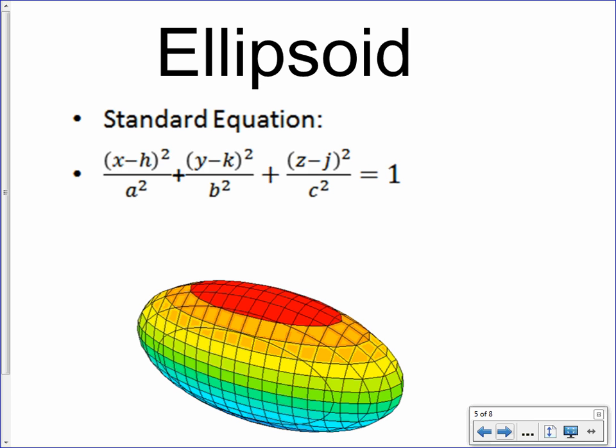What happens is if we wanted to graph this, we would find traces. So we would look at what the ellipse would be in the XY plane, in the XZ plane, and the YZ plane, and then we could create that picture. Okay, we're not going to. Okay, I just want to show you these things because I think they're cool. All right.